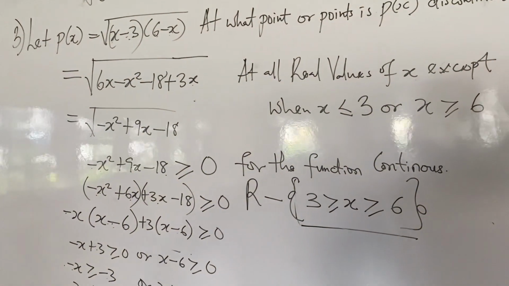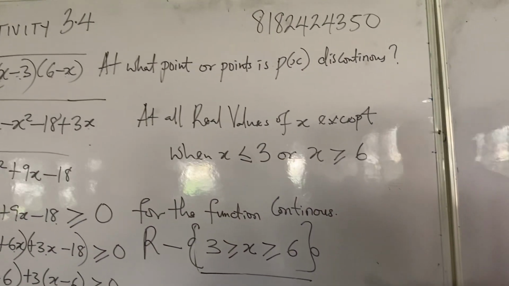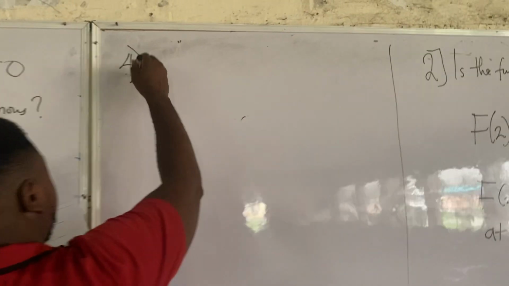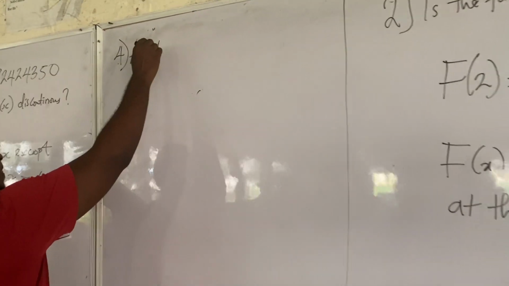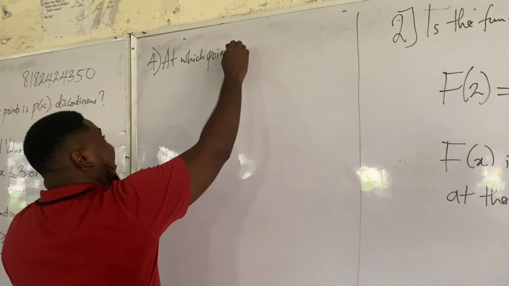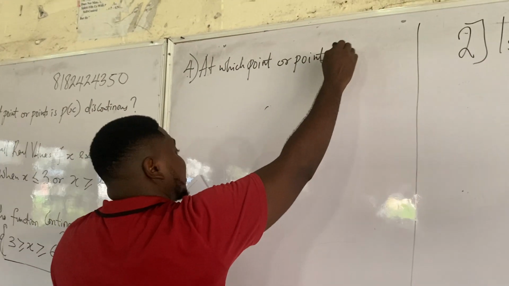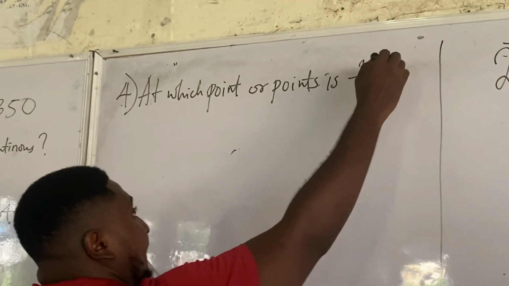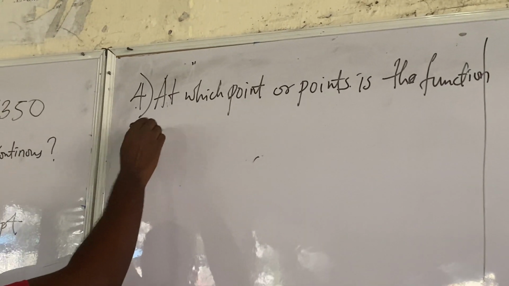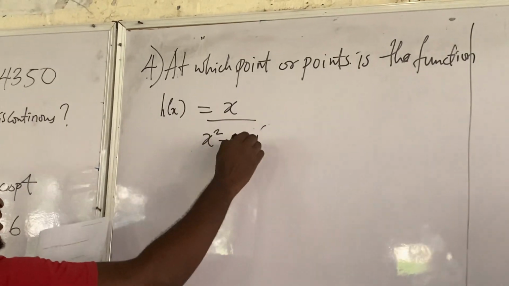Now class, number 4, still on activity 3.4. That number 4 seems to be the last question on activity 3.4. At which point, or points, there can be more, don't think it's just one point, is the function h of x equals x all over x squared minus 6x plus 8 discontinuous?